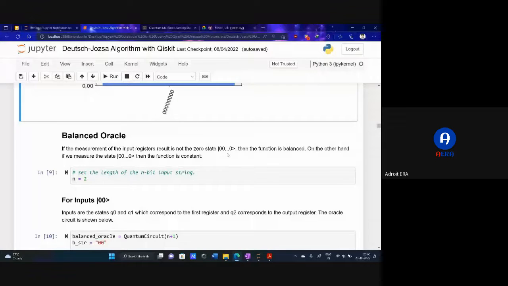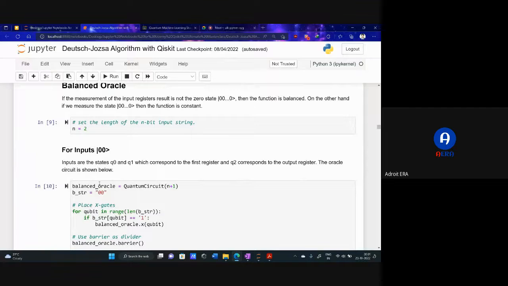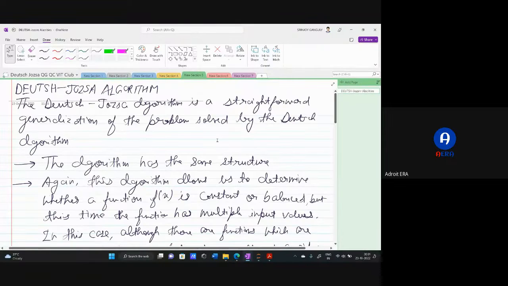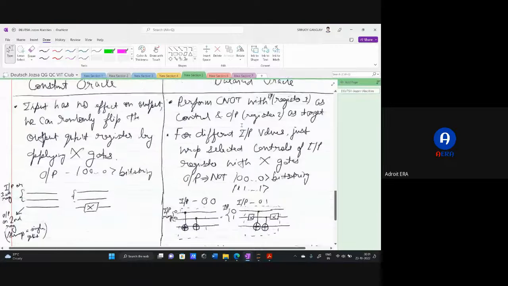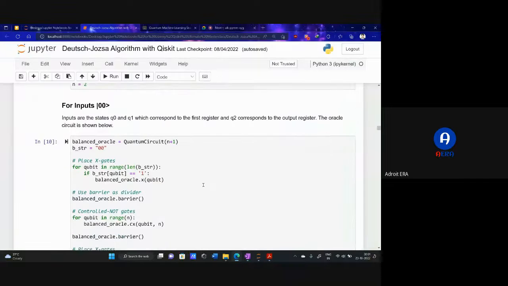Okay, so let us set the length of the n-bit input string. Let's say n is equal to 2. Let us take it simple. You can do it for 3 qubits also. For input 0 0, we are going to use the technique which we have seen before. Yeah, for input 0 0, we are going to do this circuit. This one, look at my cursor here, on the right-hand side. We are going to do that.